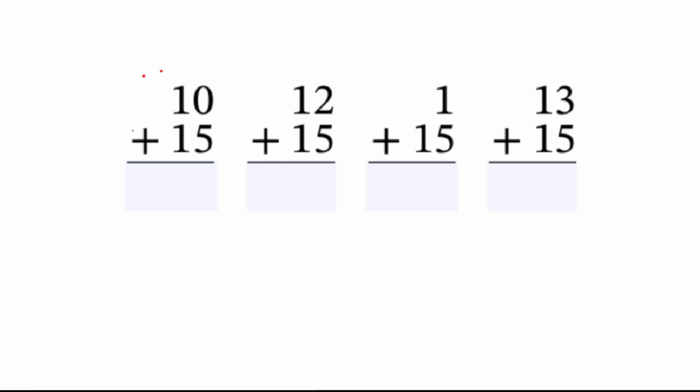Today we're going to be adding numbers vertically with double digit numbers. So we have 1, 2. That's all we're thinking about. We just have 2 digits.